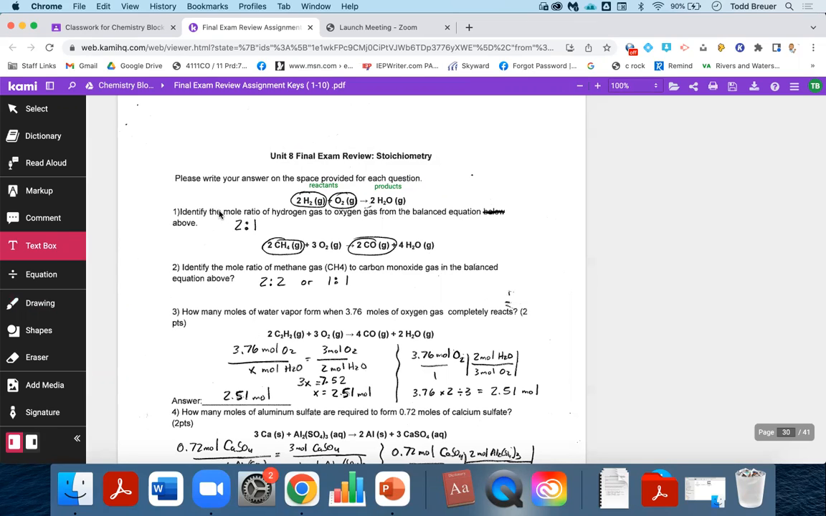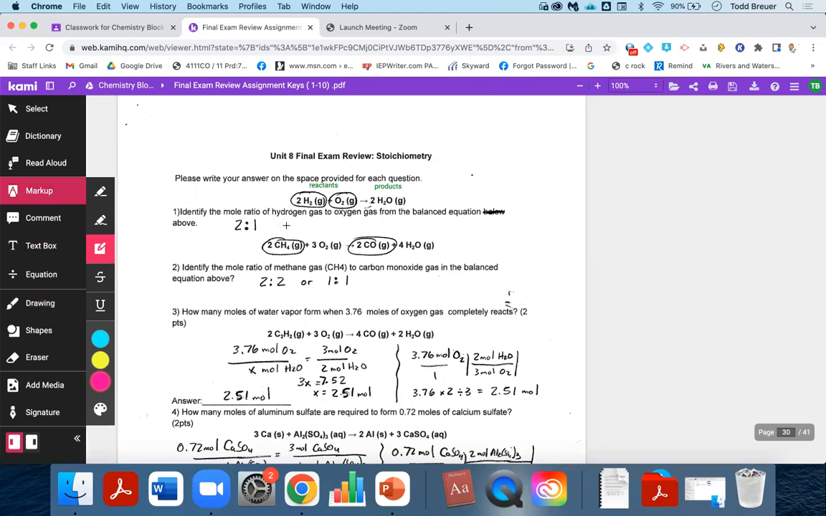So if we read item 1, it's asking us to identify the mole ratio of hydrogen gas to oxygen gas from the balanced equation. The mole ratio is simply the coefficients. So it says hydrogen gas. Well, that can't be H2O. We know that's water. So that's this. The coefficient for hydrogen gas is 2. Oxygen gas, again, that can't be H2O. That's water. So there's no coefficient in front of that O2, which means it's 1. So our ratio would be 2 to 1 for that particular example.